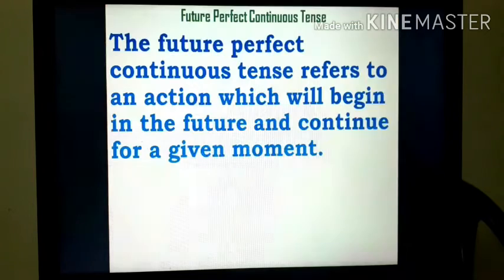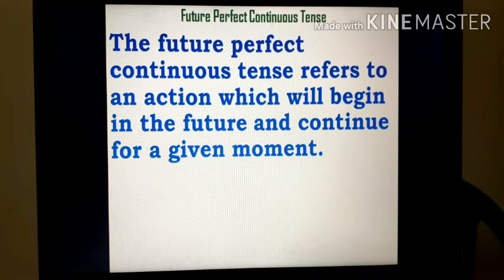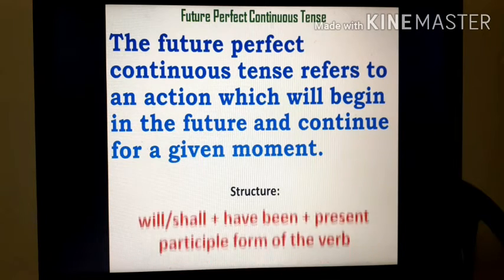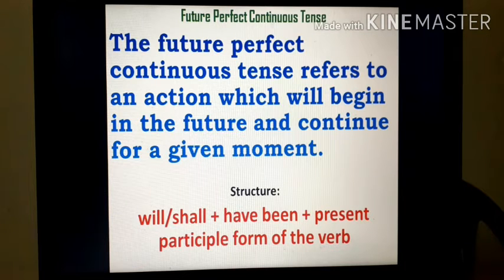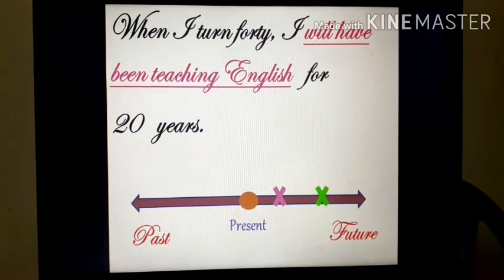Let's move on to future perfect continuous tense. The future perfect continuous tense refers to an action which will begin in the future and continue for a given moment. Here goes the structure. Will or shall plus have been plus the present participle form of the verb. Let's look into an example. When I turn 40, I will have been teaching English for 20 years.